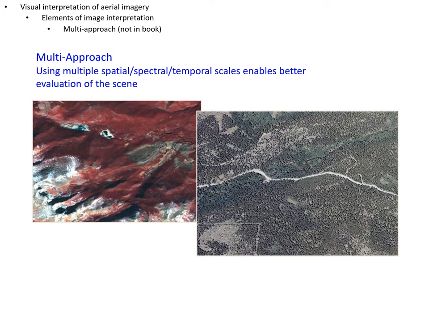And then on the right, we have some true color aerial photography for the same area. And what this allows you to do is to zoom in on particular areas and figure out with greater detail what the feature is you're looking at.